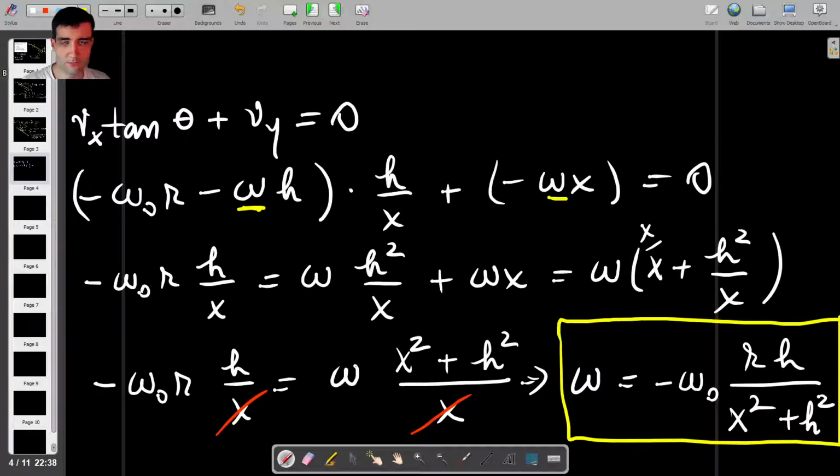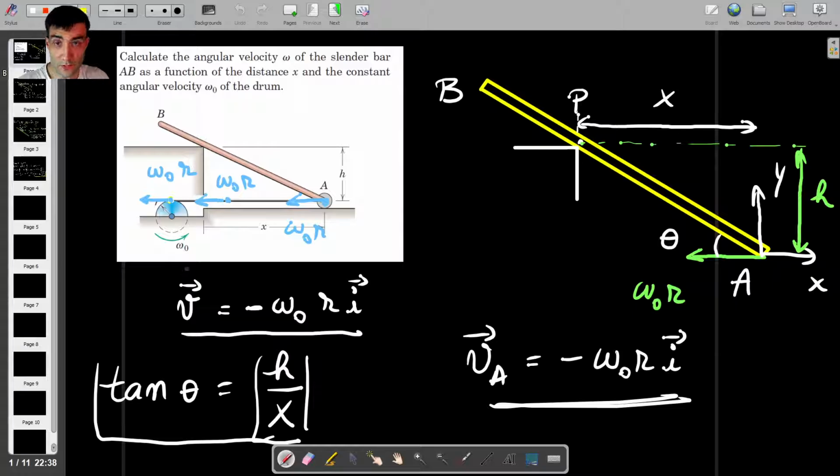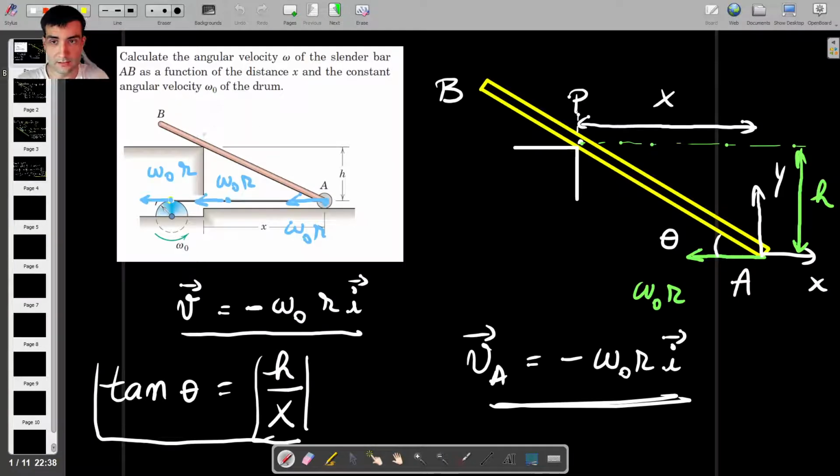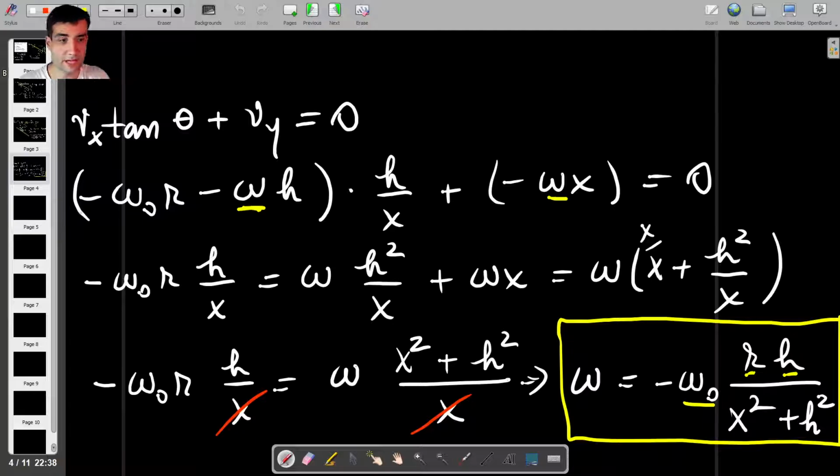So this gives us an expression for omega in terms of everything else that we know, which is omega naught, the angular velocity of the drum, r, the radius of the drum, h, which is the height of this point here, and we also have x. And the minus in front, we're using a right-handed coordinate system, right? So the minus in front actually tells us that the bar is rotating clockwise, because clockwise is negative.